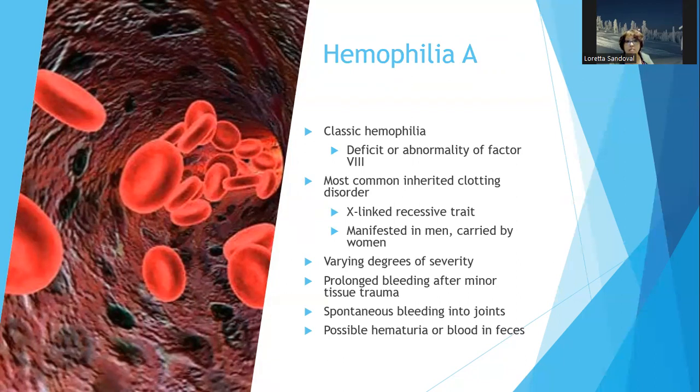So the way that it's going to be manifested is if you're homozygous recessive for that gene. If you're heterozygous recessive, you are a carrier, and if you're homozygous dominant, you don't have it. It varies in degrees of severity. Usually it's detected because of prolonged bleeding after minor tissue trauma. It has spontaneous bleeding in joints, just like other forms of hemophilia, and possible hematuria, which is blood in the urine or blood in the feces.